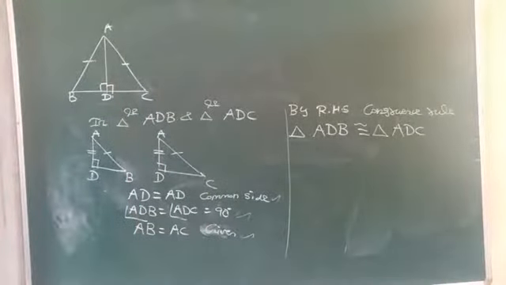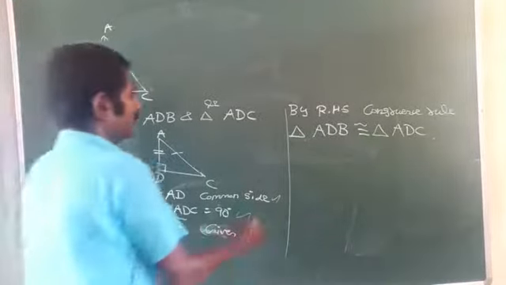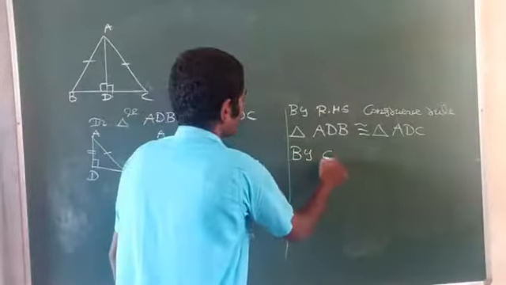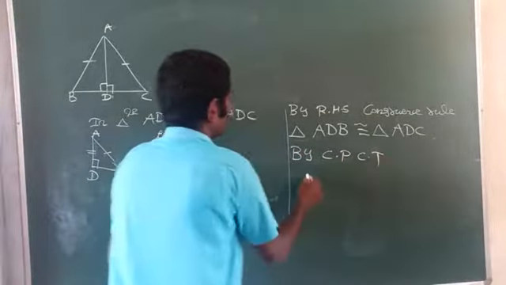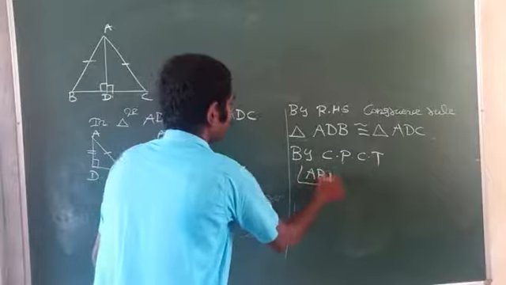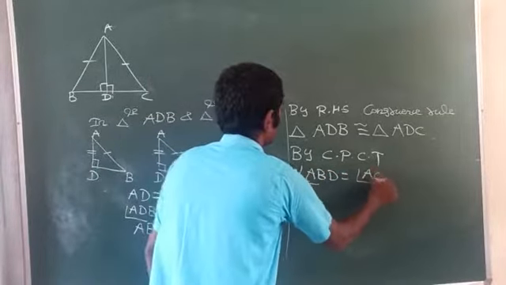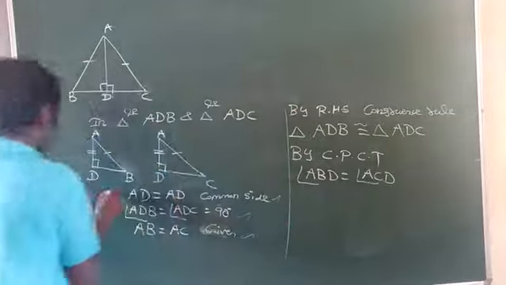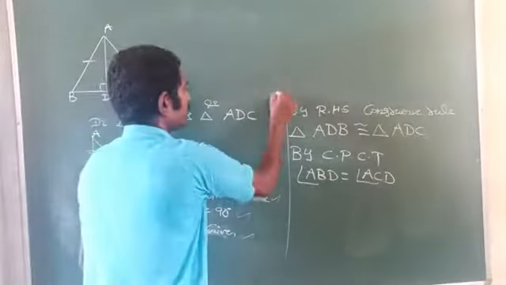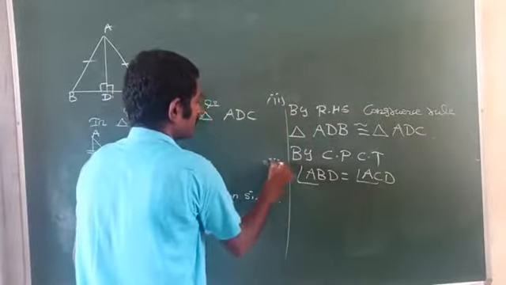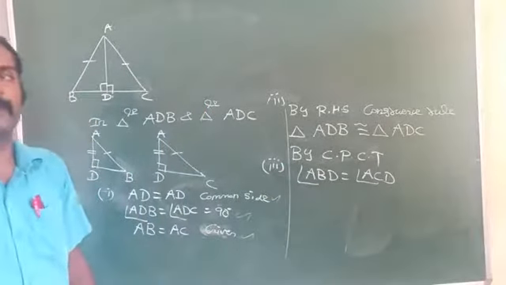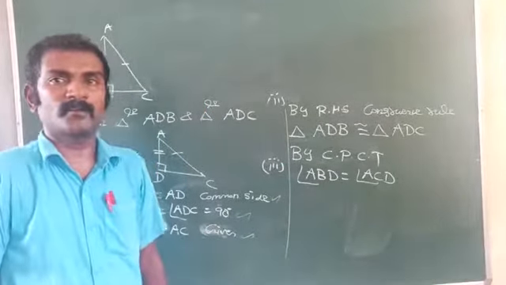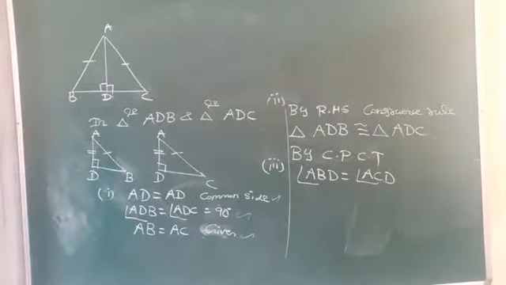Then the next part. Is angle B equal to angle C? Why or why not? Yes, obviously by CPCT we can say that angle ABD equal to angle ACD. This is the first part, this is the second part, this is the third part, the three pairs of equal parts. Yes, by CPCT. What is meant by CPCT? Corresponding parts of congruent triangles.